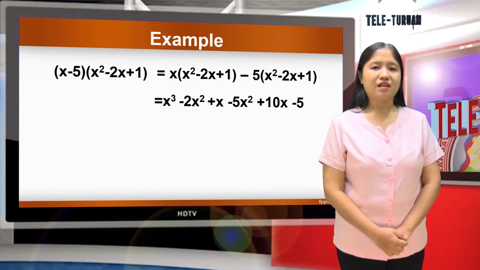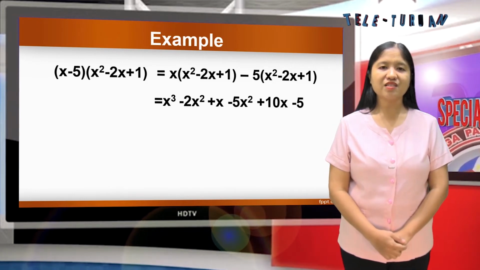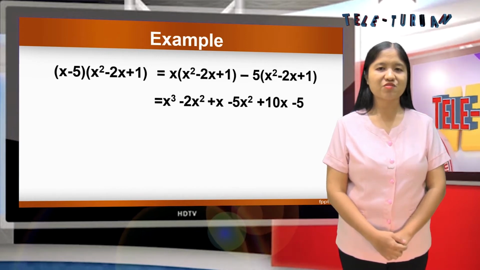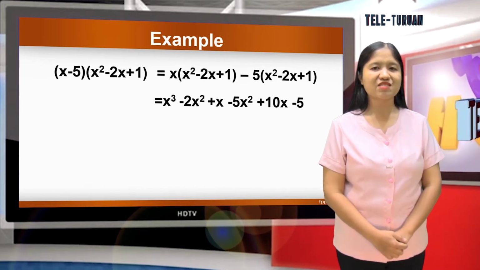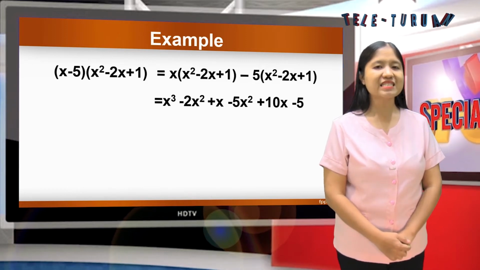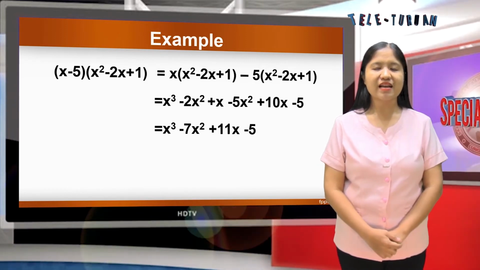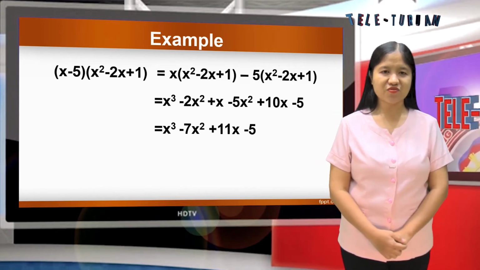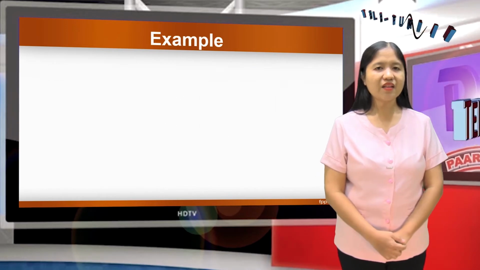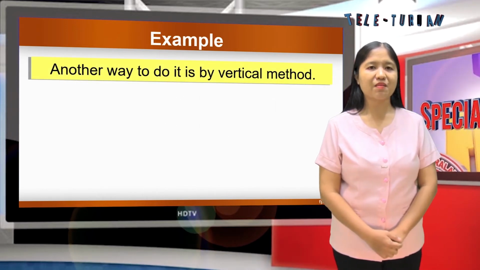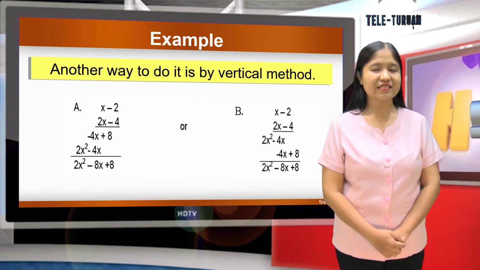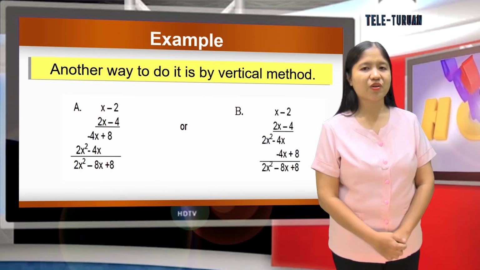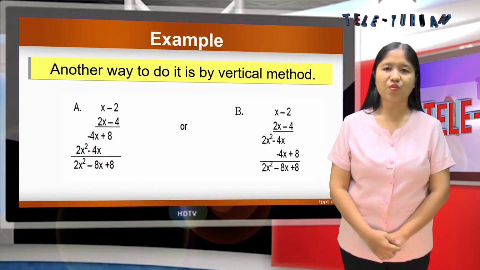Simplify it, it becomes x cubed minus 2x squared plus x minus 5x squared plus 10x minus 5. Combining similar terms, the result is x cubed minus 7x squared plus 11x minus 5. Another way to do it is by the vertical method. And here is an example. And that ends our discussion about multiplication of polynomials.